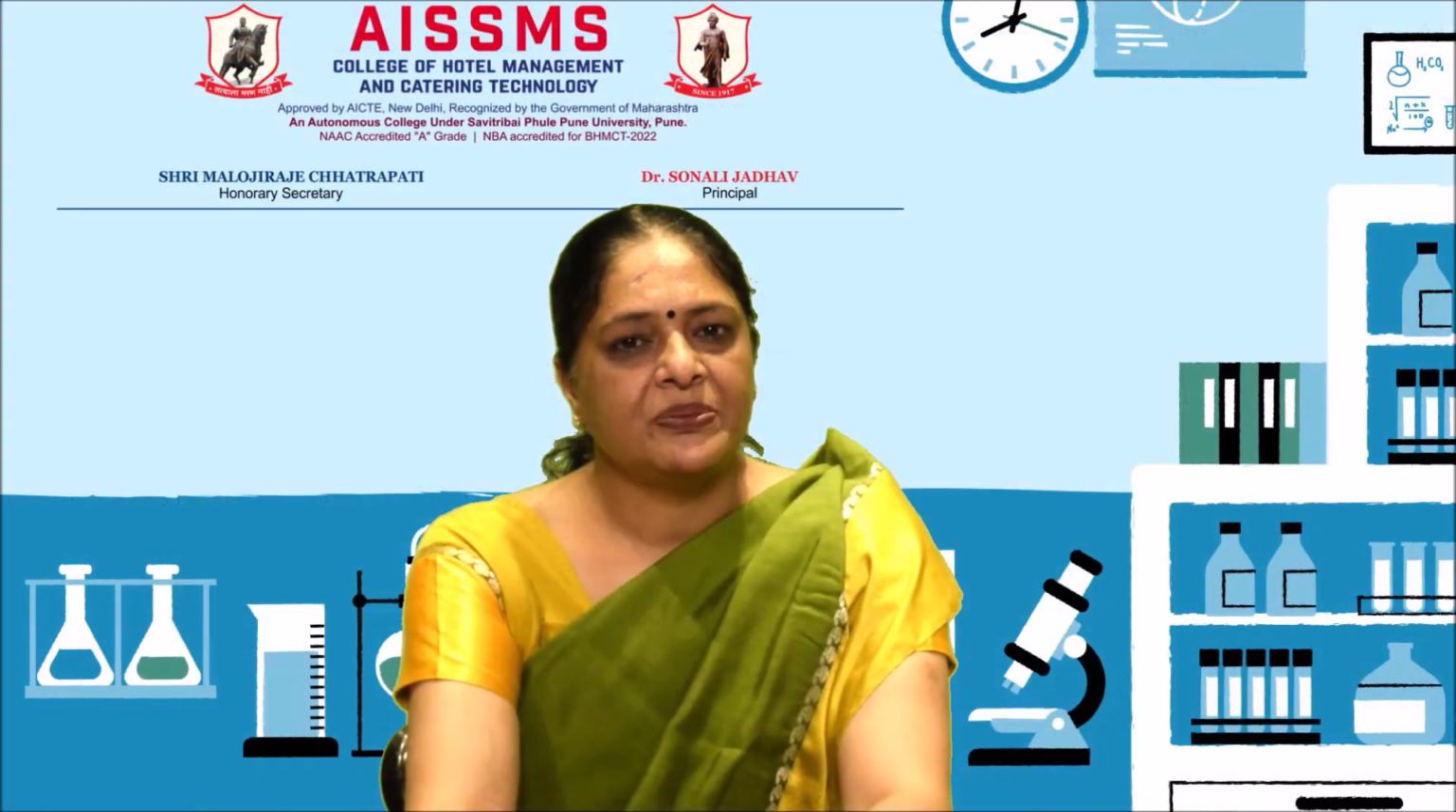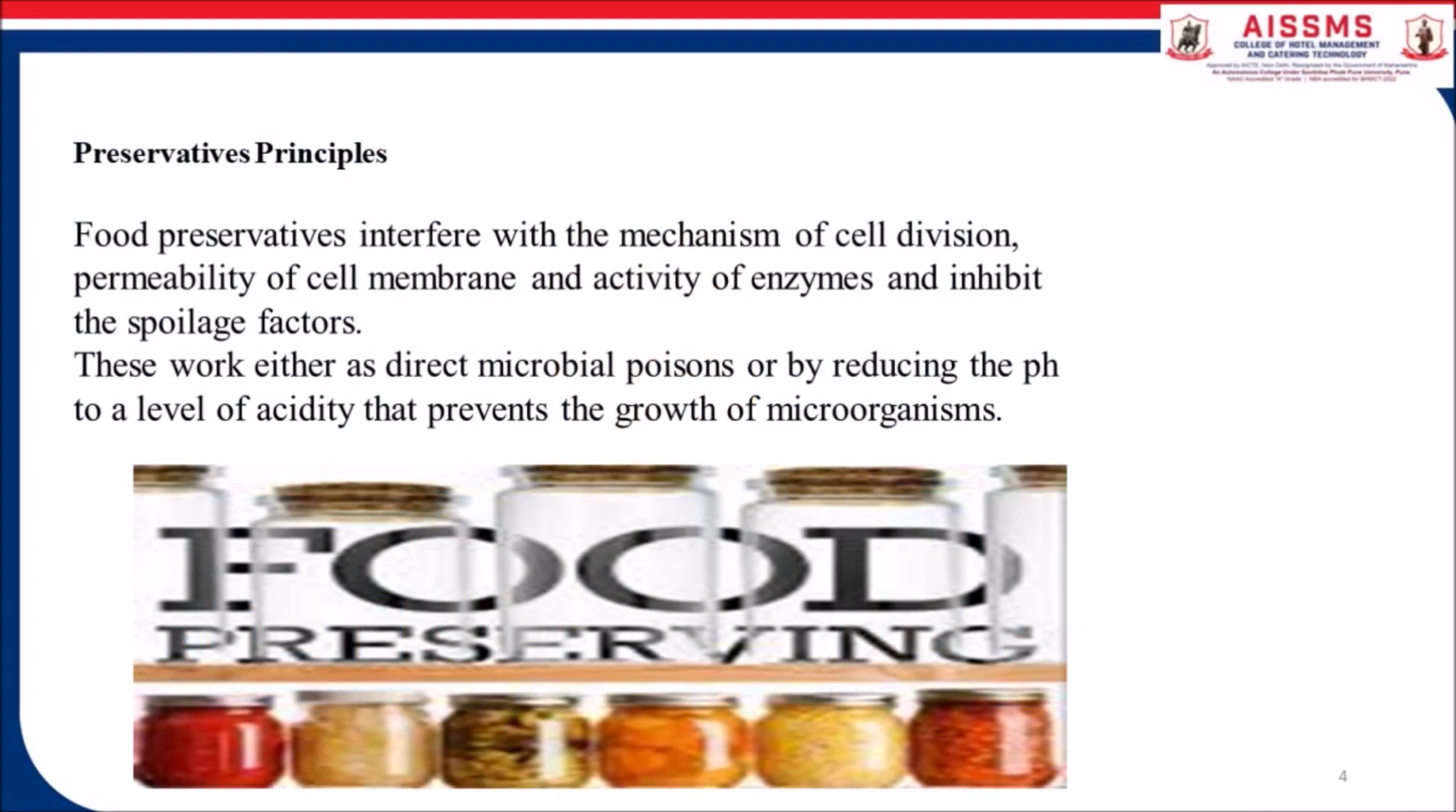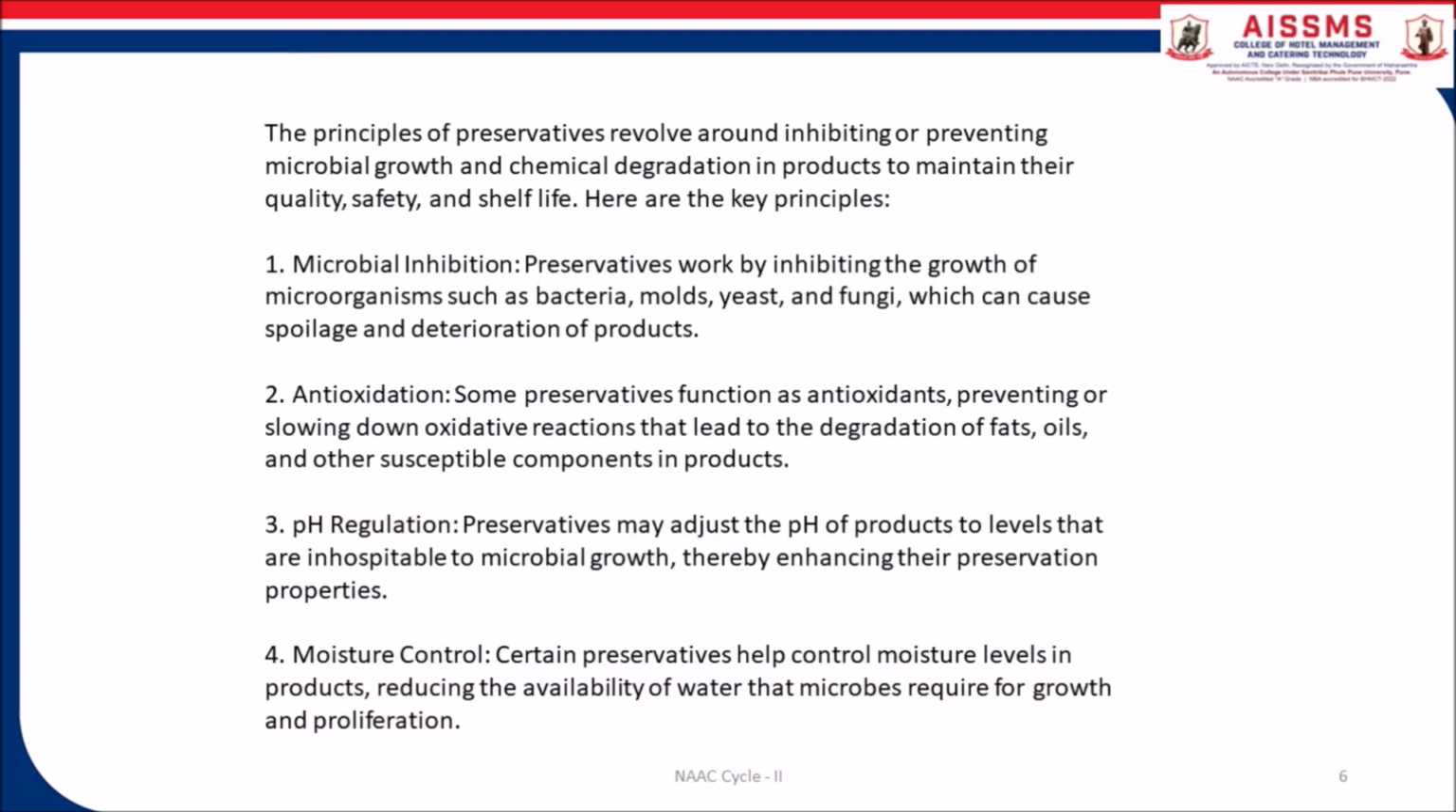There are seven principles of chemical preservatives. So let us explore one by one. Number one, microbial inhibition. Chemical preservatives work by inhibiting the growth of microorganisms such as bacteria, yeast, and molds that can spoil food. They disturb vital processes within these organisms, preventing them from multiplying and causing spoilage.